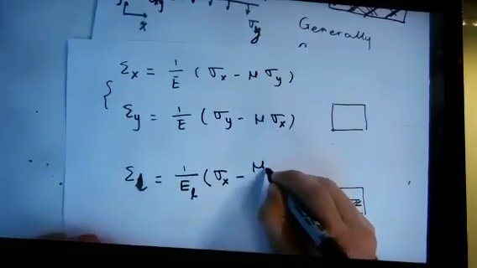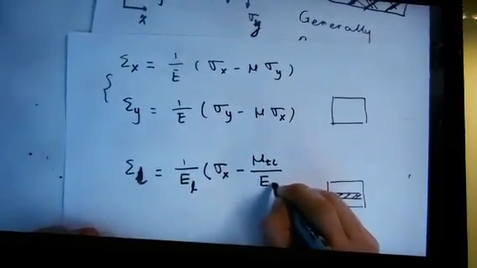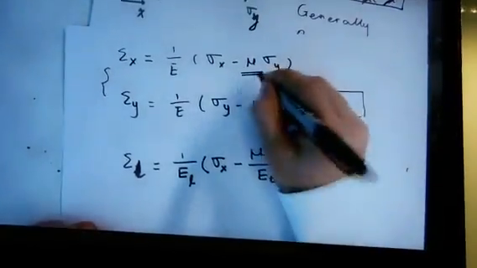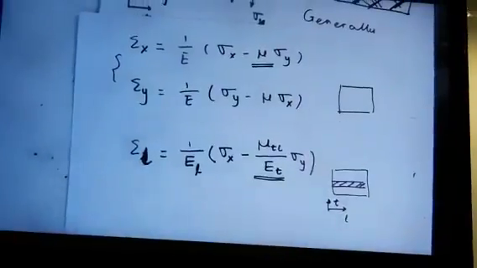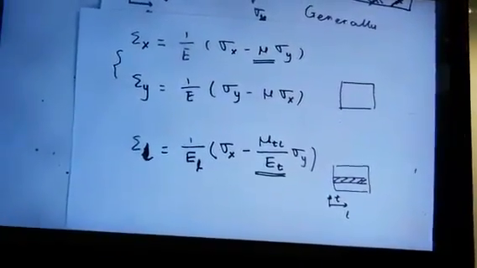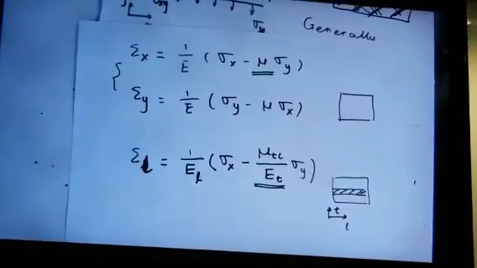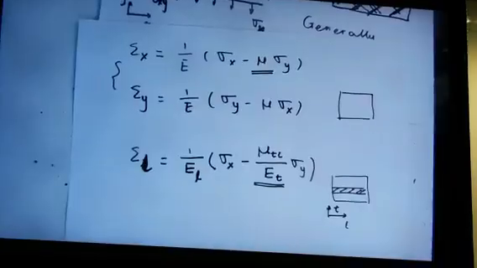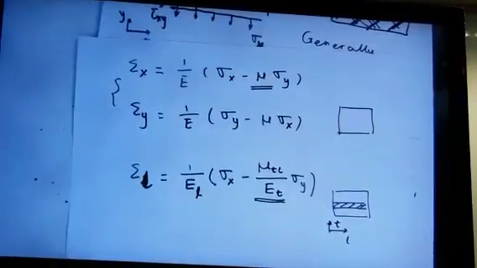E mu TL divided by ET, sigma Y. I replace that mu with mu TL divided by ET. This equation can be derived, but it may take you hours. I'm going to introduce that directly. It's very similar to that one. You just rewrite those equations with some different modulus and Poisson's ratio.